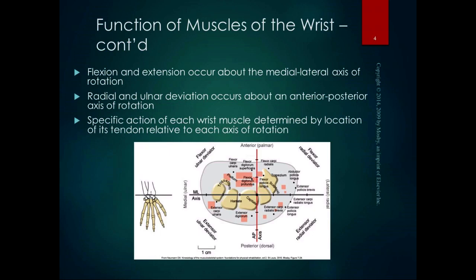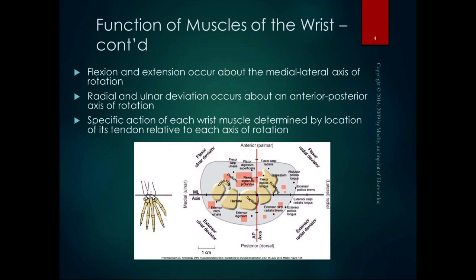So flexion and extension occur about the medial lateral axis of rotation, and radial and ulnar deviation occur about the anterior posterior axis of rotation. So the specific action of each wrist muscle is determined by the location of its tendon relative to each axis of rotation. So if it's anterior to the medial lateral axis, it's going to do wrist flexion. If it's posterior, it's going to do extension.